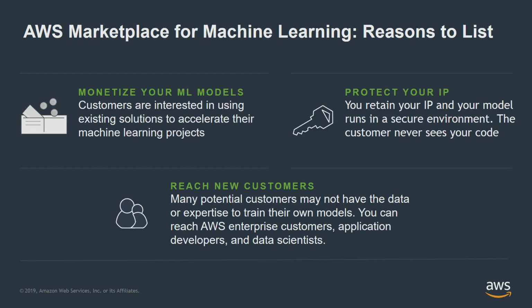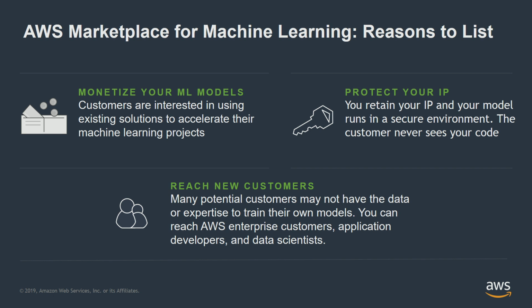So why should you consider listing your machine learning models in AWS Marketplace? Well, there are multiple reasons behind it. One of the reasons is to actually monetize your machine learning models. Customers are really interested in using the pre-built machine learning models for accelerating their machine learning workloads. And that's where you can come into the picture. You can take your machine learning model and list it in AWS Marketplace so that AWS customers can discover and deploy them using Amazon SageMaker.